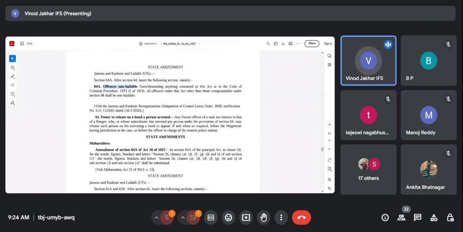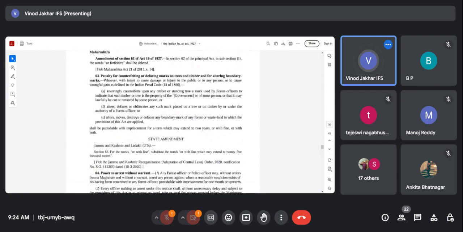Some of the offenses are made non-bailable also, like in Madhya Pradesh, where this is made non-bailable. So what is the difference between bailable and non-bailable? Anyone?